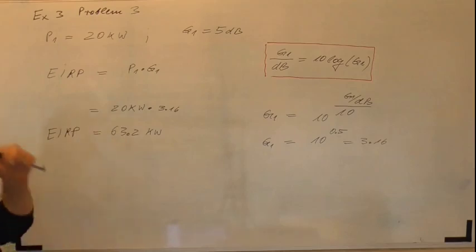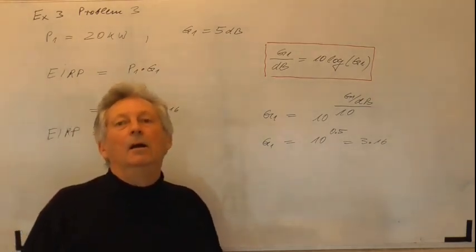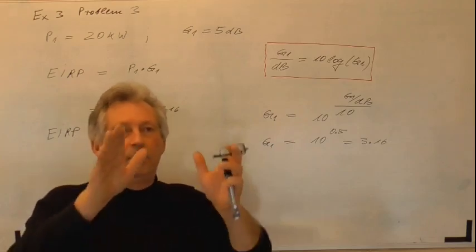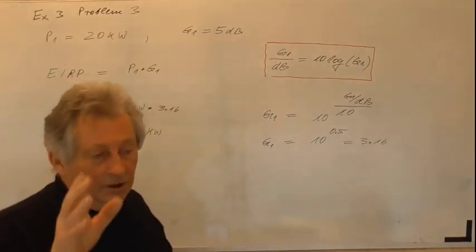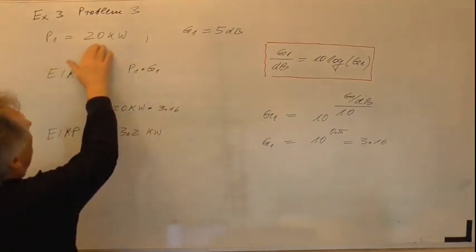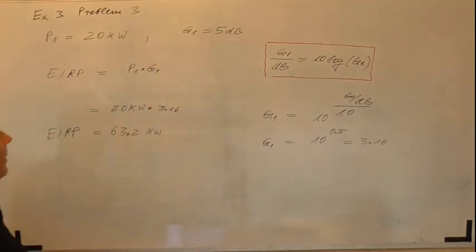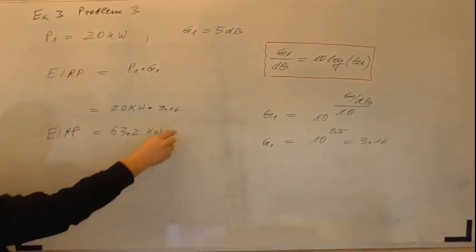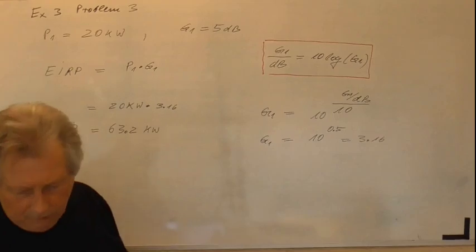Again, you see the purpose of a transmitting antenna is to focus the radiated power in a certain direction, and this is normally called the main beam. So if I have a power of 20 kilowatt and a gain of the antenna of 5 dB, then into the direction of the main beam the transmitter radiates a power of 63.2 kilowatt.